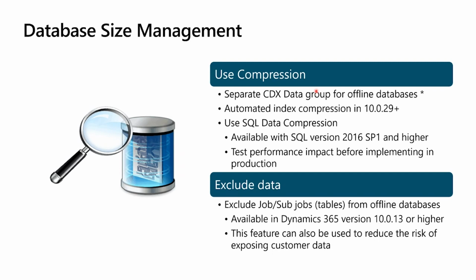And as was mentioned earlier, you can separate the CDX data groups for offline databases and use those options for excluding data, right? So you can exclude subjobs and jobs, as Harish mentioned earlier, and that's been available since 10.0.13. That feature also, we like to point out, can reduce your risk of exposing customer data, right? If you don't send customer data to all of these offline databases, then customer data is in less places to be exposed.